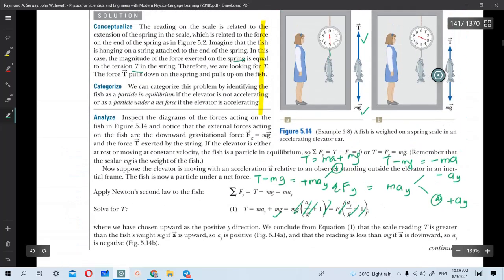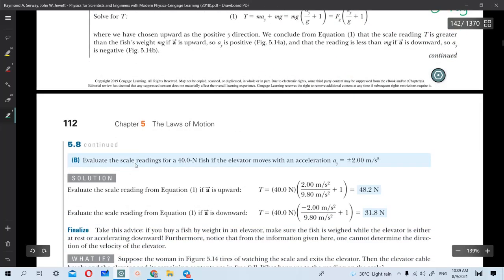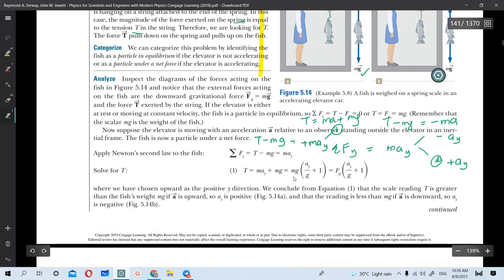So, it's just a modification to the symbol A here. Either you write it with a negative value or a positive value. Alright? So coming back to what's given by the book, like I did mention earlier, if you are being asked to calculate the scale reading, in this case the scale reading represents the tension. You may leave your expression as such, except that the second expression should be T equals negative MAY plus MG. This is optional.